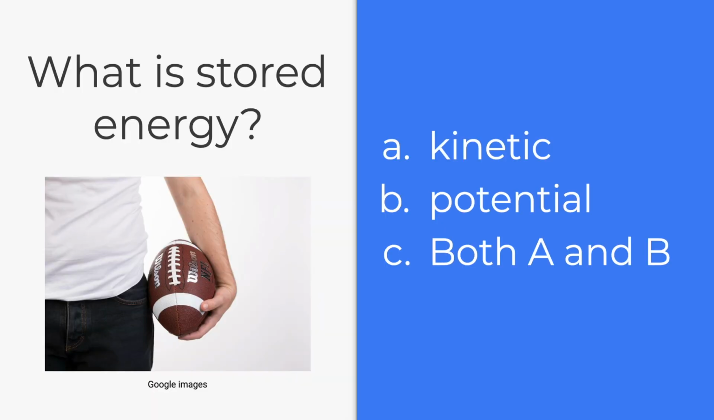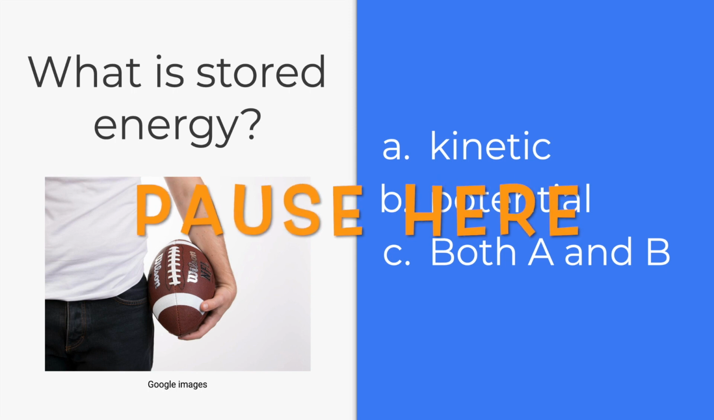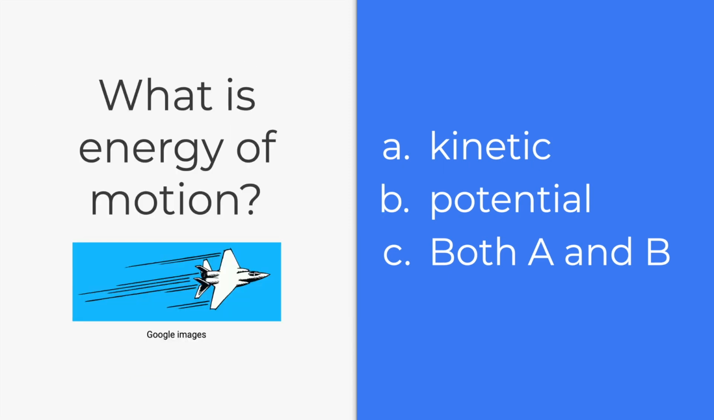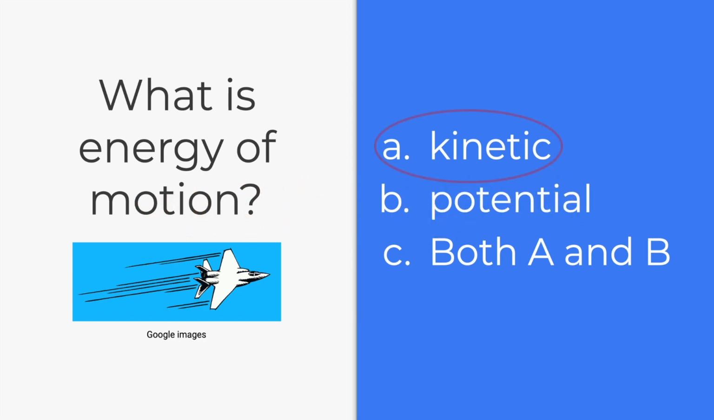So, what is stored energy? Pause the video at the end of every question to think, and then we'll go over the answer. Our stored energy is potential energy because it's not moving, it's storing its energy. What is energy of motion? Again, pause the video. This is our kinetic energy because it has transformed from potential to kinetic because it's moving.